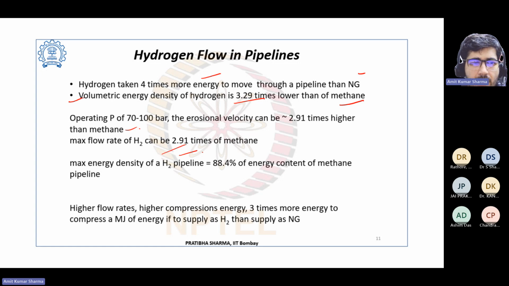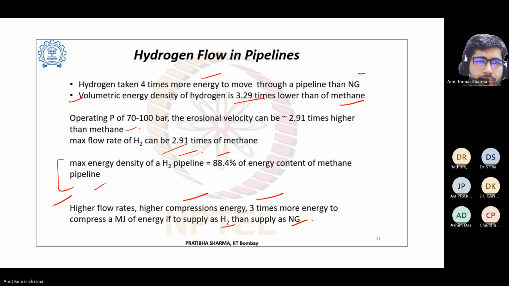So the maximum energy density we can have is 88.4% of the methane pipeline. So we need a higher flow rate, so higher compression energy: 3 times more energy to compress a megajoule of energy if the supply is hydrogen than if the supply is natural gas. So here, methane means we're talking about natural gas, right? Yes, yes.